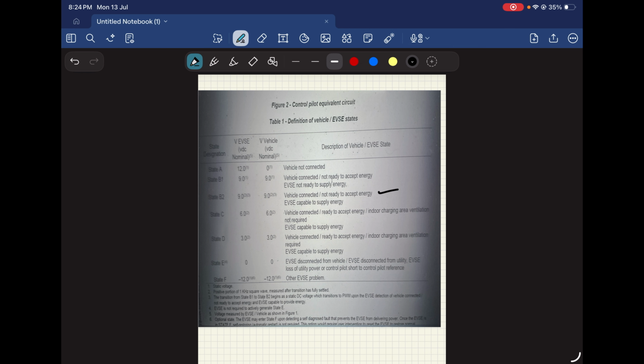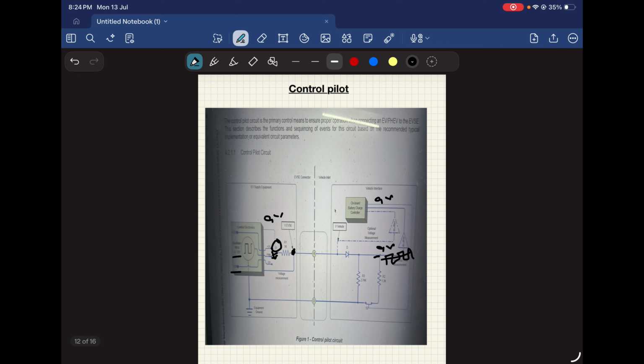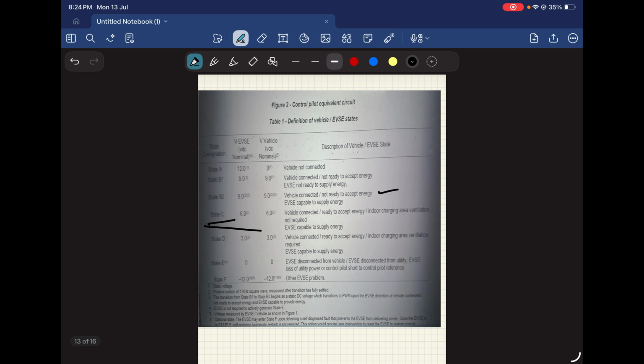Next stage, state C. Whenever the 9 volts is observed in the EV, with respect to the PWM circuit it will measure the current rating capability of the onboard charger. Once it is confirmed, it will trigger this switch, and it will go to 6 volts. This is state C. Whenever it is triggered to 6 volts, it means the vehicle is connected and ready to accept the energy to transfer to the battery.